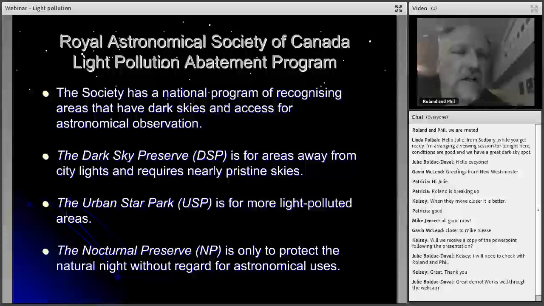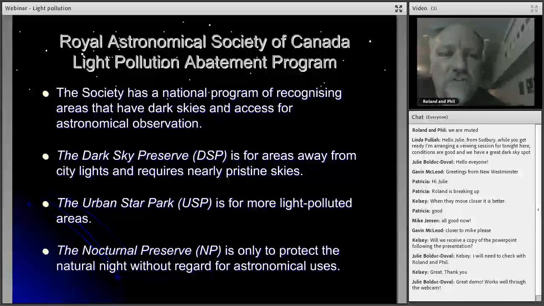We have, as a society, a program for recognizing areas that have dark skies and access for astronomical observations. We have dark sky preserves, areas away from city lights, where we require nearly pristine skies. And urban star parks for more light polluted areas. And we recently, in fact, about a mile away from here, have Canada's first nocturnal preserve at the Anne and Sandy Cross Conservation Area, where we're broadcasting from right here.